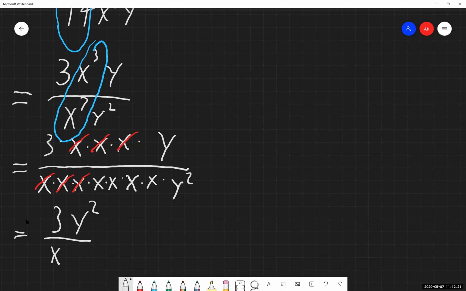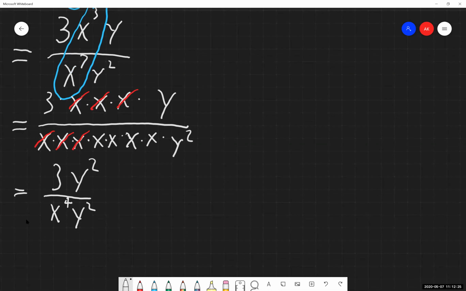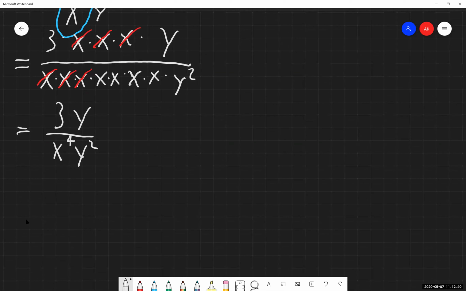3y over x to the 4th y squared. Okay. So again, all I did, should have a square in the numerator spot. There we go. All I did was cancel out the x's. It was the only thing I did in that line, a couple lines of work. And we can do the same thing with our y's if we want to do that.